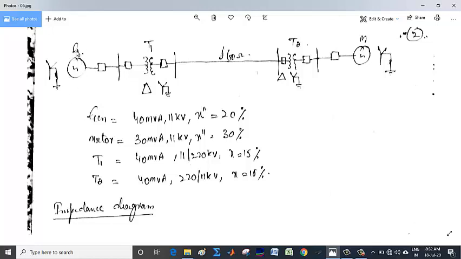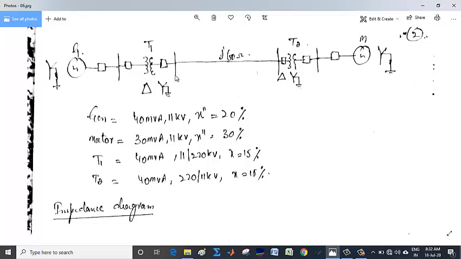Now, how is the data represented? First, it should be known how it is connected. It is connected in Y, and its neutral is connected to ground through a reactance. This is a circuit breaker. This is a bus. This generator is connected to this bus, and from this bus we have a connection to this transformer through this circuit breaker. This transformer is connected as delta-Y, and this Y side is again connected to ground directly, which is known as a solidly grounded system.